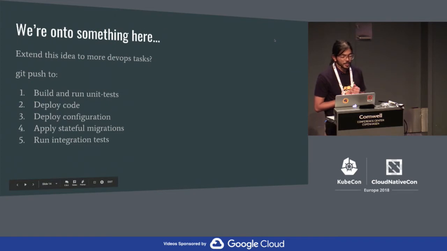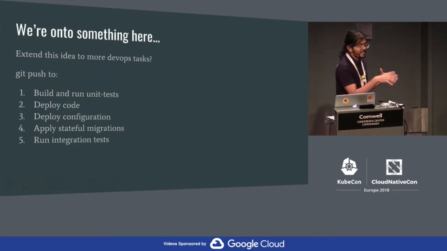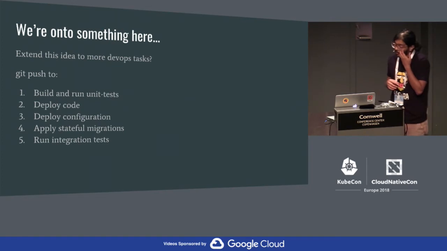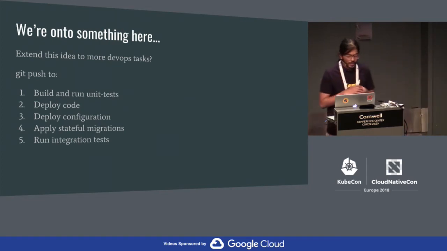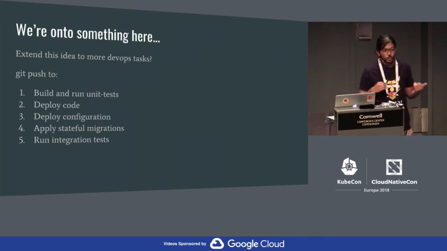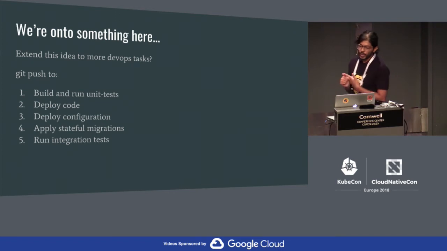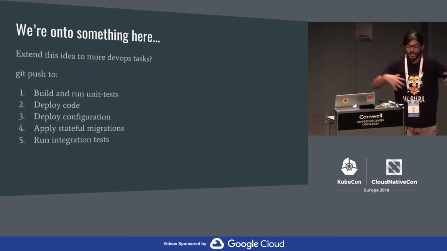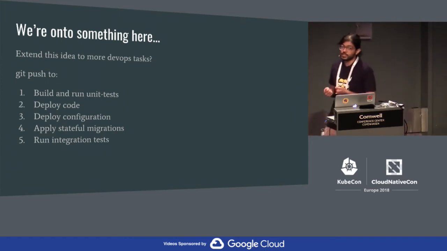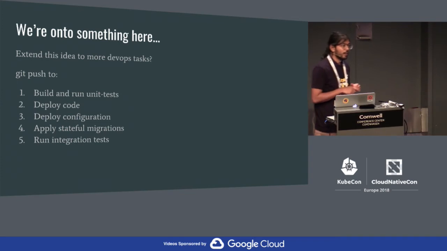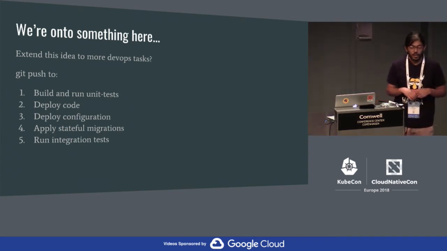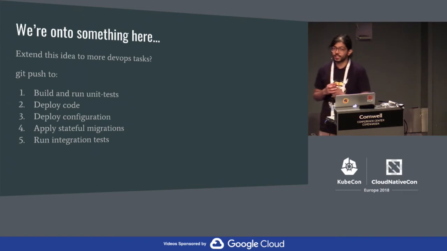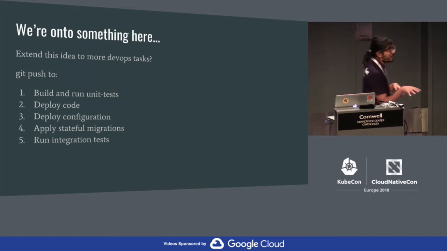If you take a step back, this is interesting because what if we could extend the same idea to do more DevOps stuff, right? I'm sure you all are fairly aware of the different kinds of things you can do when things are declarative. But as a developer, you would want to build and run unit tests. You want to deploy code, which is what we did. You'd want to deploy configuration for your entire microservices application. You might want to run stateful migrations. This is the painful bit, because these are database migrations that you need to run when you do a git push. And you need to run integration tests as well, which are tests that span multiple microservices and check if the dependencies between microservices work well.